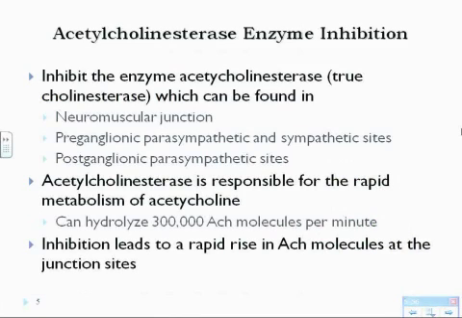Acetylcholinesterase enzyme inhibition inhibits the enzyme acetylcholinesterase, which is a true cholinesterase, which can be found in several areas. It can be found in the neuromuscular junction, which I just described to you. But the other important site that you really have to understand is any site outside the central nervous system that is in the pre- or post-ganglionic sites that have acetylcholine as the main neurotransmitter. So the parasympathetics are located in both the pre- and post-ganglionics. The sympathetics are only in the pre-ganglionic. But it does affect those sites. But it's only outside the central nervous system.